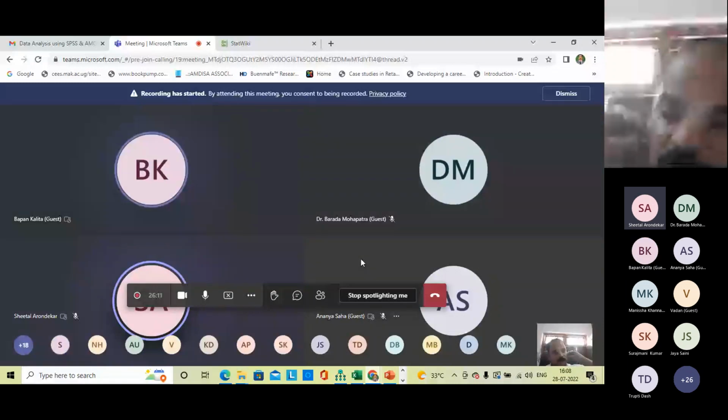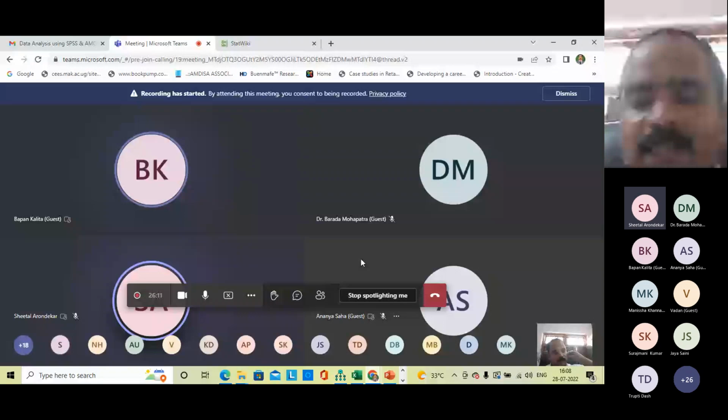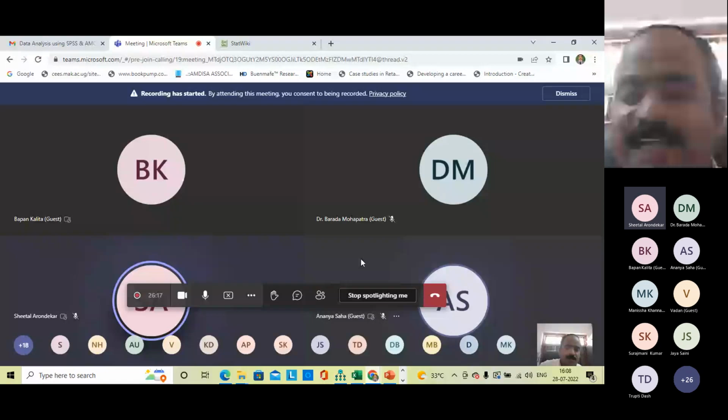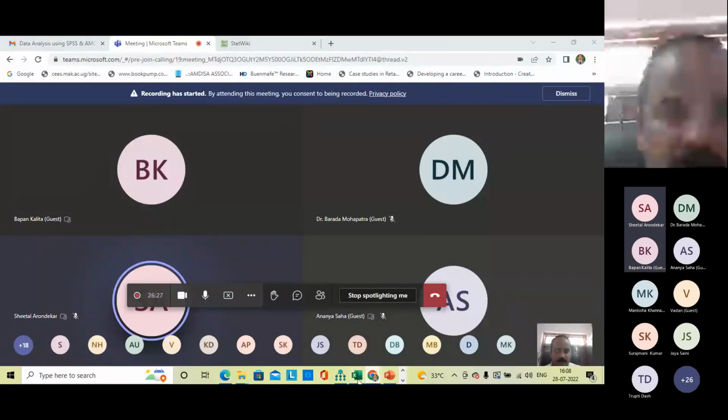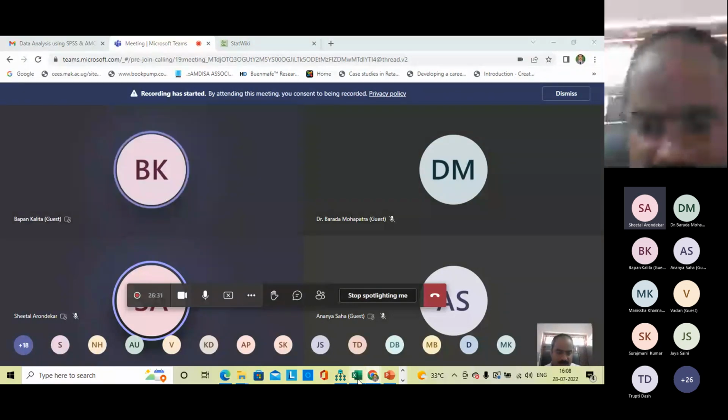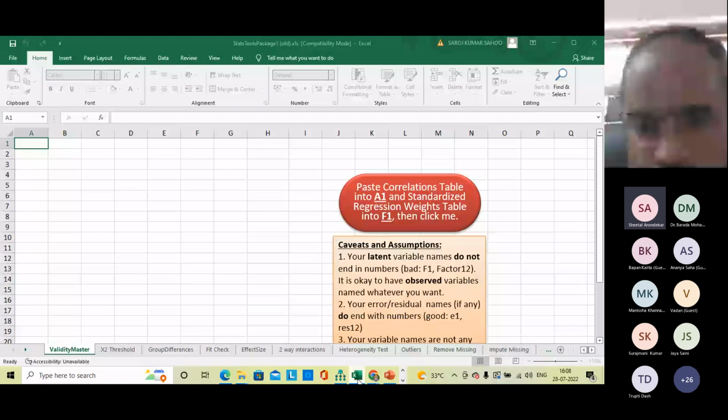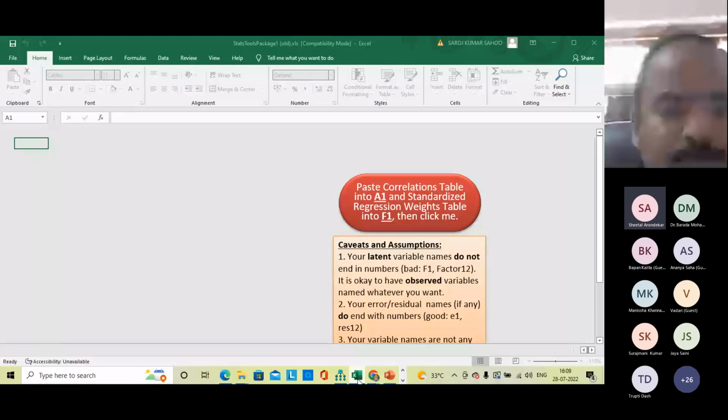The most important part in the confirmatory factor analysis and SEM is the reliability and validity test. Have you all downloaded? If you have all downloaded, then look at my screen.